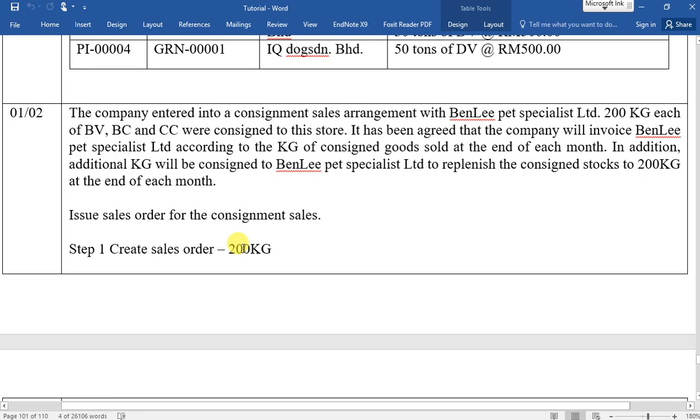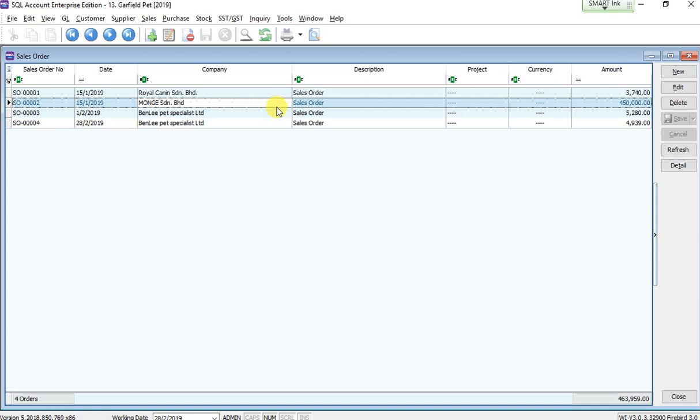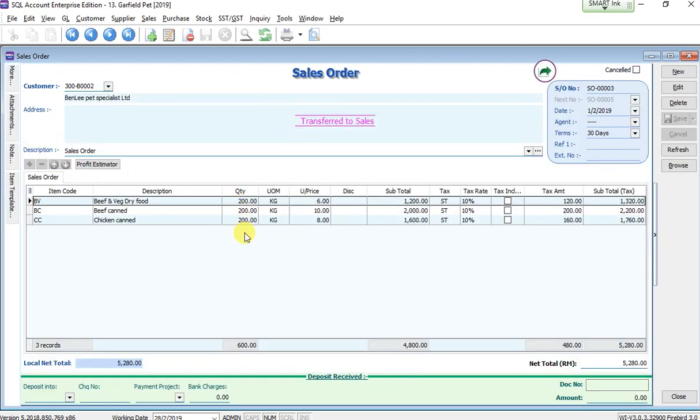Next one will be your consignment. Look at here, this is your question 13. Here they say you need to create a consignment. So consignment is basically 3 steps. First thing, whatever you have learned in the past, please delete it. Just delete it. What we are going to do first: on 1st of February, you create a sales order, not an invoice. The total amount will be 200 kg of each of these 3 items. You create 200 kg each item. No need to create any consignment goods. No need.